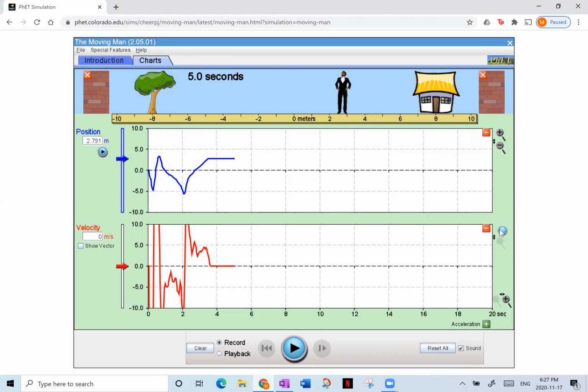I can zoom in on the graph. I can zoom out on the graph. I can even slide this around. So see, this is another way to move the man around. I can do that, and I can do this to make him move with various velocities. So if I press play here, now I've got him moving at a certain velocity. I can change that velocity by just sliding my little guy back and forward.